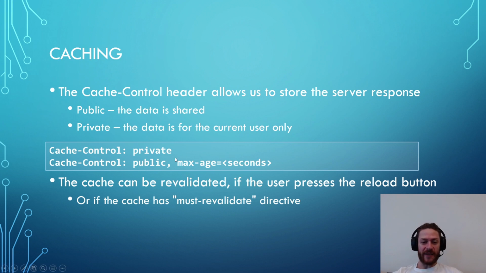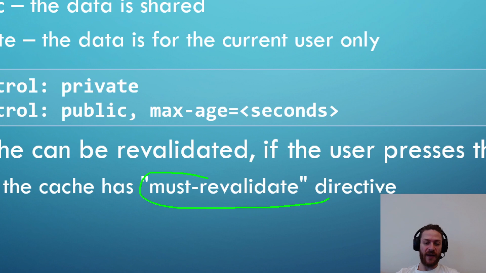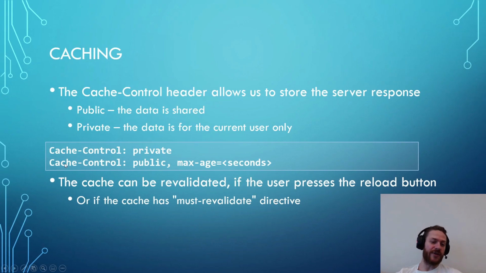And you can add max-age, which means how many seconds the cache will live, and then the resource is no longer in the cache. We can also add must-revalidate, which means that every time the browser has something in the cache, it will revalidate whether the data inside is still valid or it should be requested again. I'm going to show that in a minute. The cache will be revalidated only if the user presses the reload button or hits Ctrl plus F5.